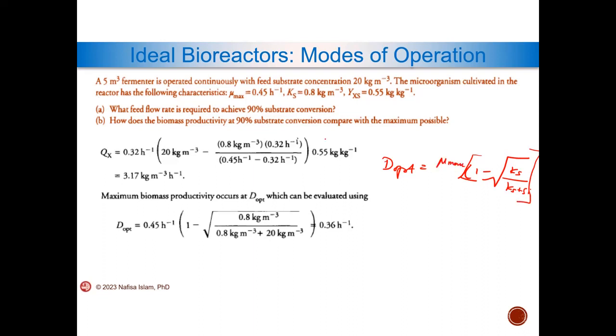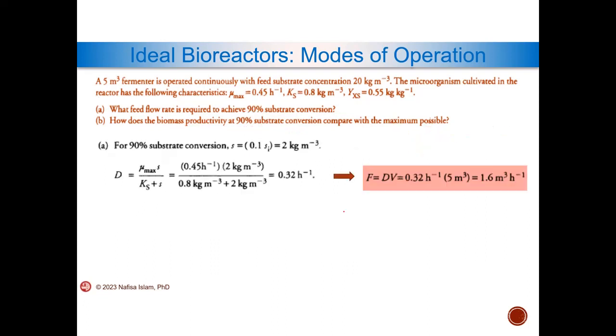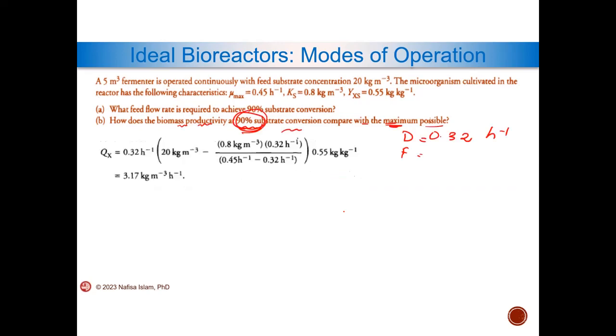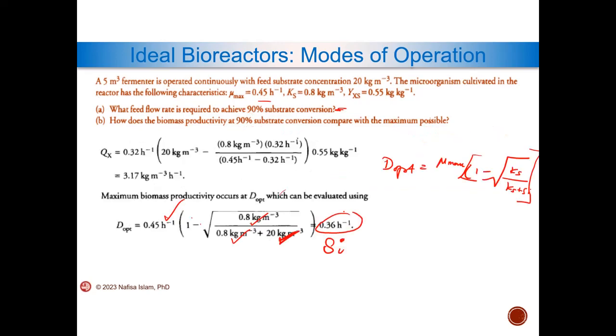So what is mu max? Mu max is 0.45, 1 minus, and you have your KS. So basically you don't even need part A for this part B. You have your KS, and then you have SI. So given a certain initial substrate, this is your D optimum. What was the D that we got in our part A? It was 0.32, and here we are getting 0.36.